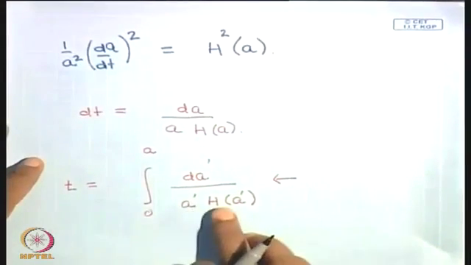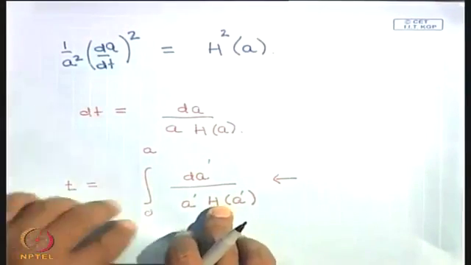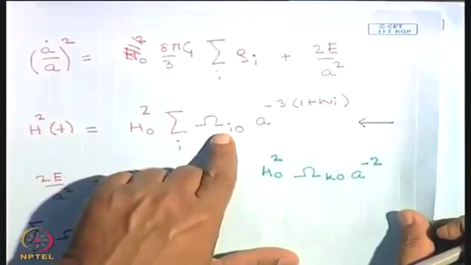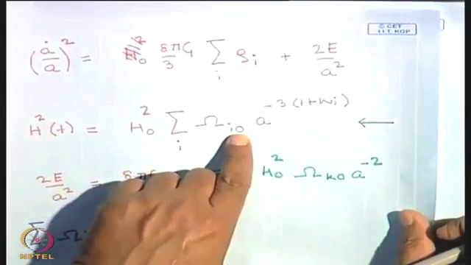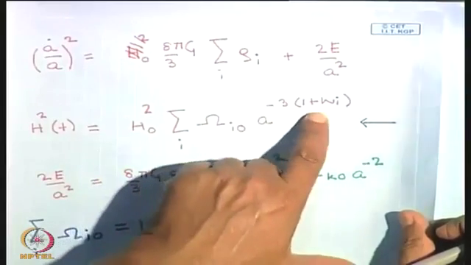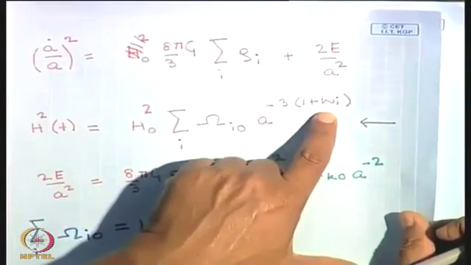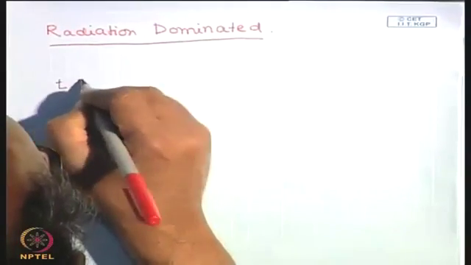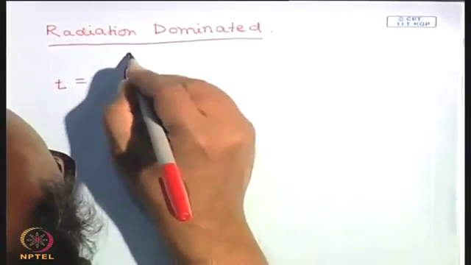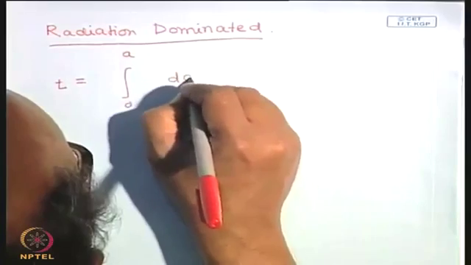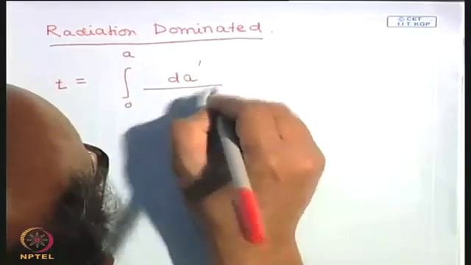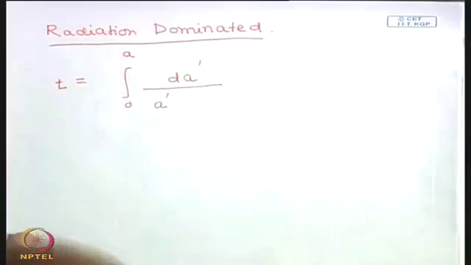Okay, so let us look at the behavior of this equation under that condition. We have to do this integral where H(a') is, for a radiation dominated universe, only the Omega_r0 a to the power minus 4 term. So the integral that I have to do is t equal to the integral from 0 to a of da' over a'.